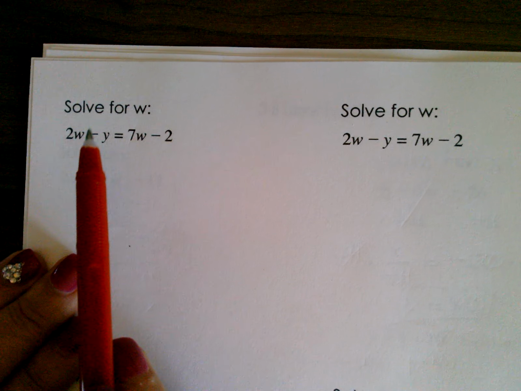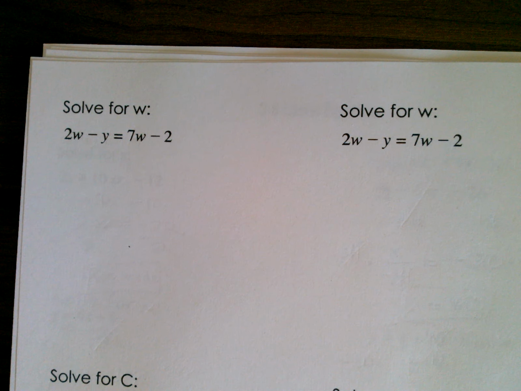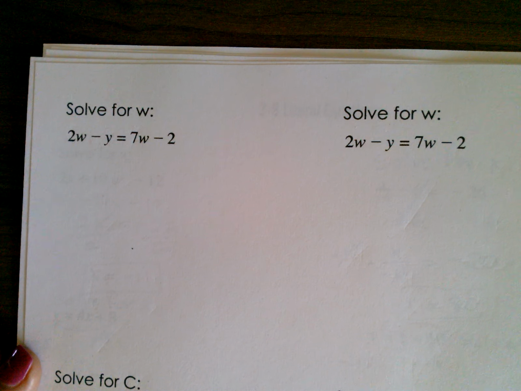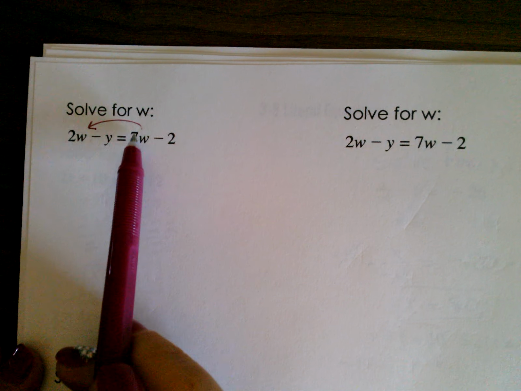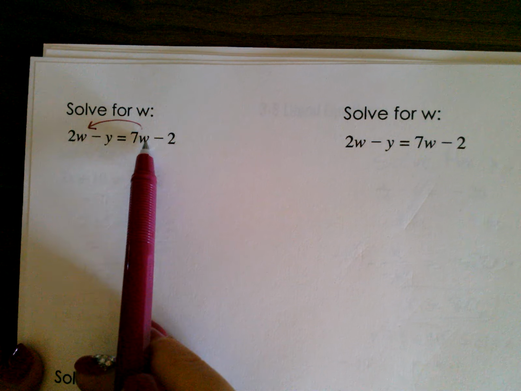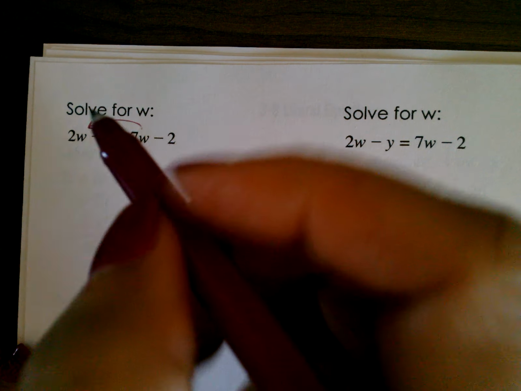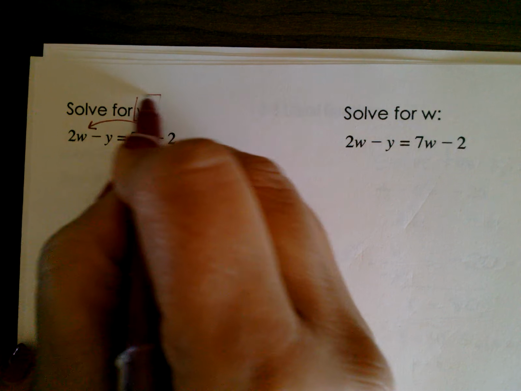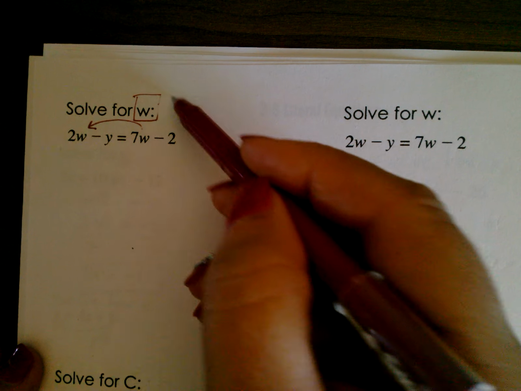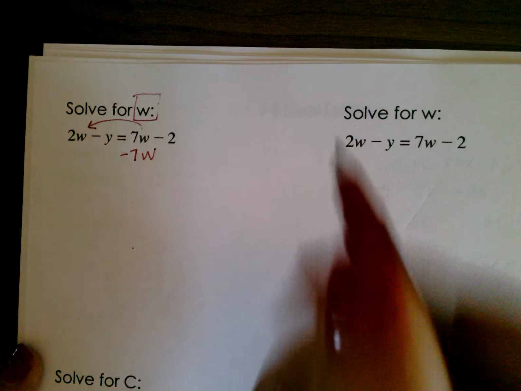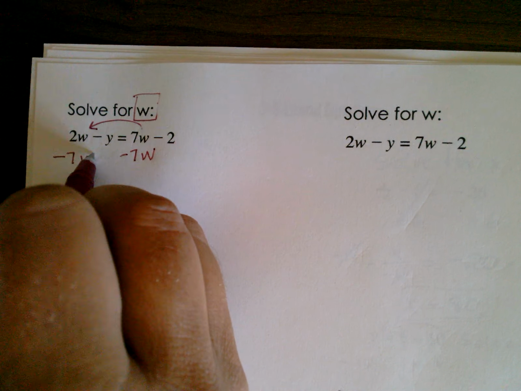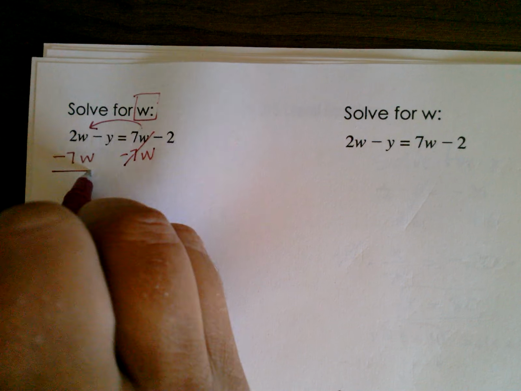Now we're going to work with, as you can see, I have this one written down twice. We're going to solve it a couple different ways. First, thinking back to what I learned and taught you with variables on both sides, my teacher always made me move the letters to the left. This is the letter I want isolated, so I'm going to move the W's to the left, meaning I would say minus 7W, minus 7W.